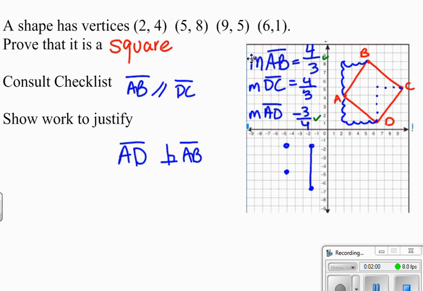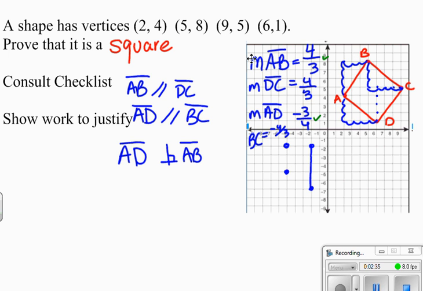Now I've proven one right angle and I've proven one parallel, but now I need to go and say that BC is parallel to AD. So let's find our slope here. We'd have to count down 1, 2, 3 and right 1, 2, 3, 4. So the slope of BC is still negative 4 over 3. All right, that allows me now to say that AD is also parallel to BC.